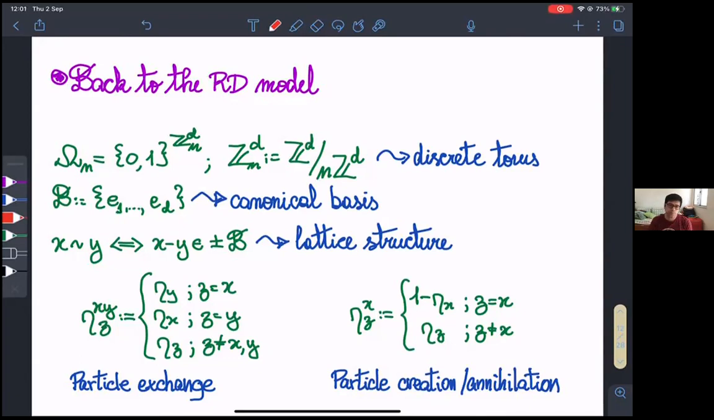eta^x is obtained from eta just by flipping its value at site x from 0 to 1 or from 1 to 0. So eta^{xy} is what is usually called the Kawasaki transformation, and eta^x is the Glauber transformation.